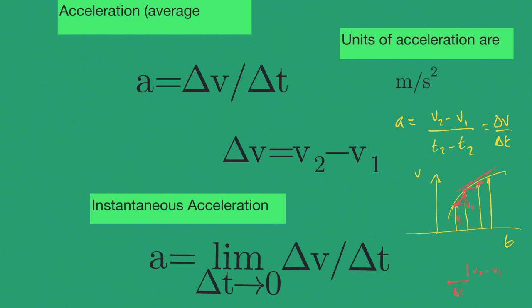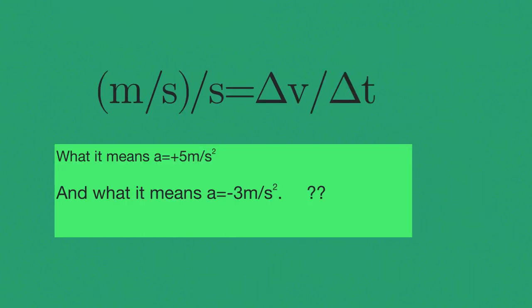And the instantaneous acceleration is exactly the same idea. You make v2 very near v1 in a process where you take the limit when delta t tends to 0. It's not 0, never 0. Tends to 0, approaches 0. In this moment, you calculate the slope, and what you calculate is the instantaneous acceleration.